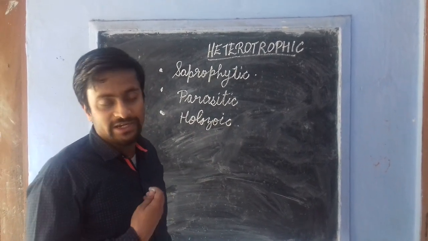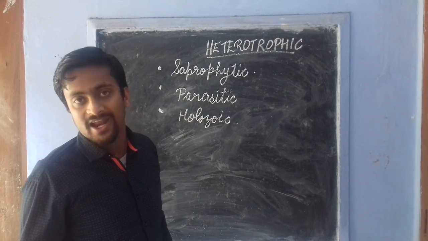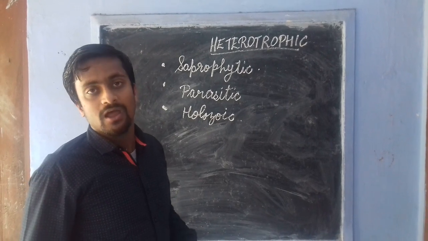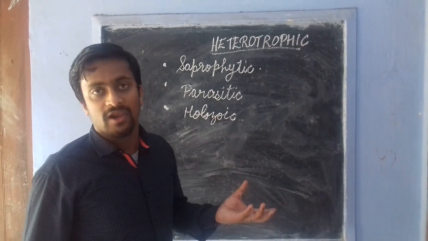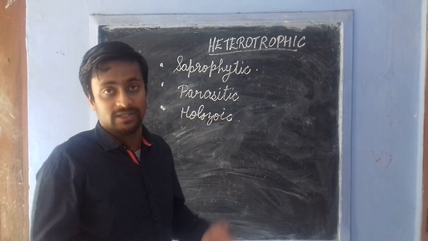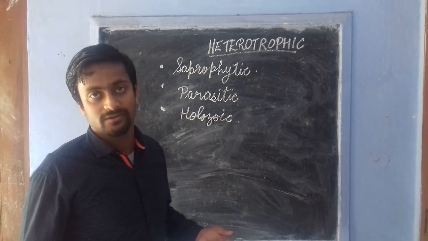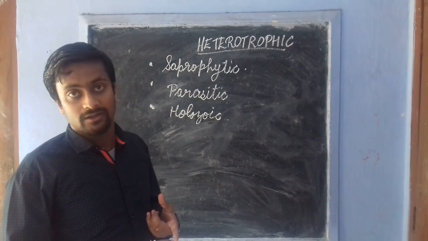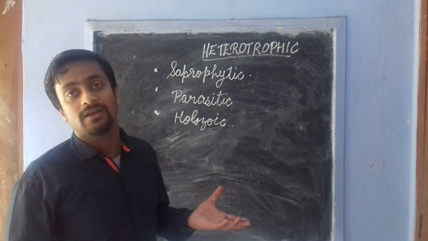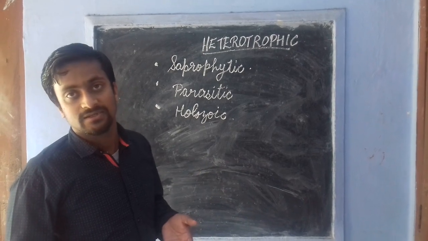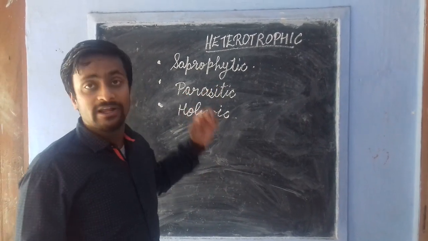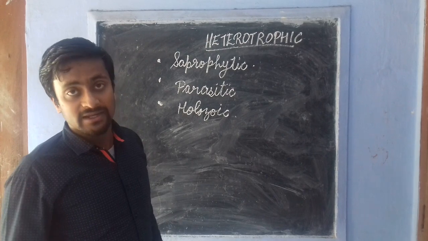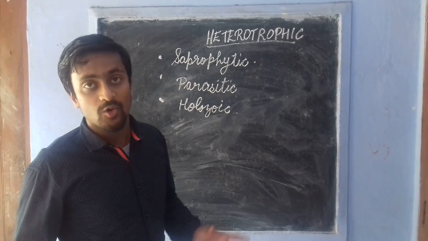For example, we human beings or any other animal feed on a part of a plant or other organisms as a whole. It does not kill it. It does not live in or on the body of the organism. Neither does it feed on the dead or decaying organism, but it obtains its food as a whole.